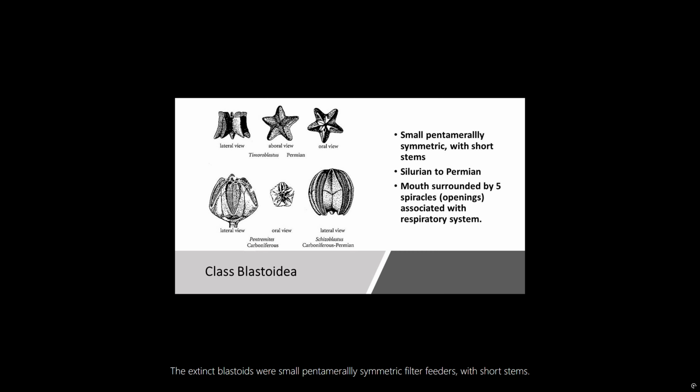The extinct blastoids were small, pentamerally symmetric filter feeders with short stems. They lived from the Silurian to the Permian. They have a mouth surrounded by 5 spiracles, or openings, that are associated with the respiratory system. The pentameral symmetry in the illustrated blastoids is very obvious.